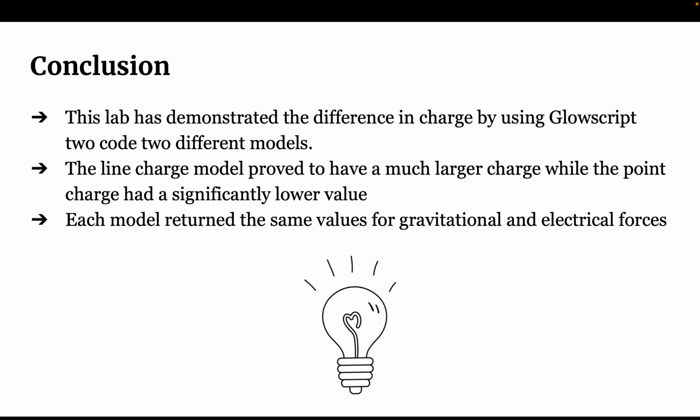So in conclusion, this lab has demonstrated the difference in charge by using GlowScript to code different models. The line charge model proved to have a much larger charge, while the point charge had a significantly lower value, and each model returned the same values for gravitational and electrical forces.